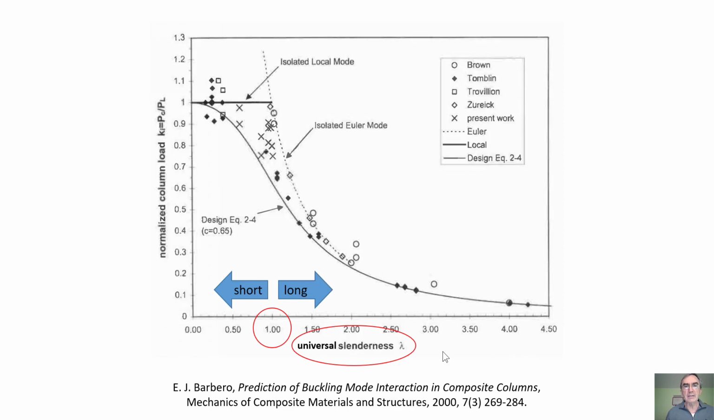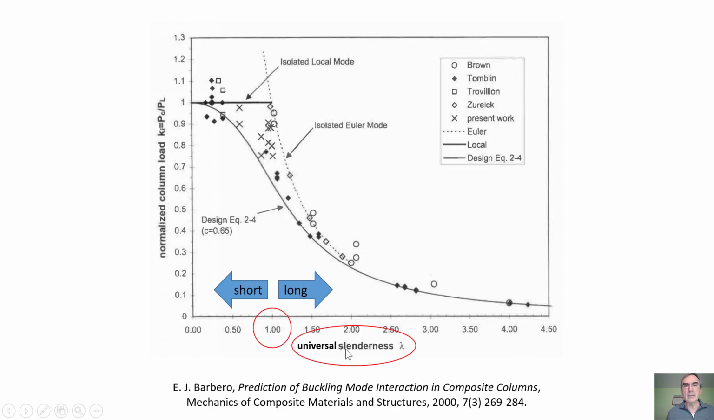On top of that, this slenderness lambda is conveniently defined in such a way that slenderness 1 indicates the critical length. And the critical length is where the prediction for the local buckling load coincides with the prediction for the Euler mode. All right, this is the curve for the traditional formula from the Mechanics of Materials book. And so at this point, the two formulas predict the same value. This point is a point of maximum interaction, and that coincides with lambda equal to 1.